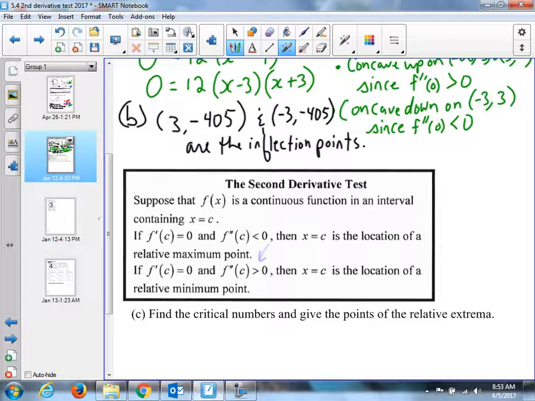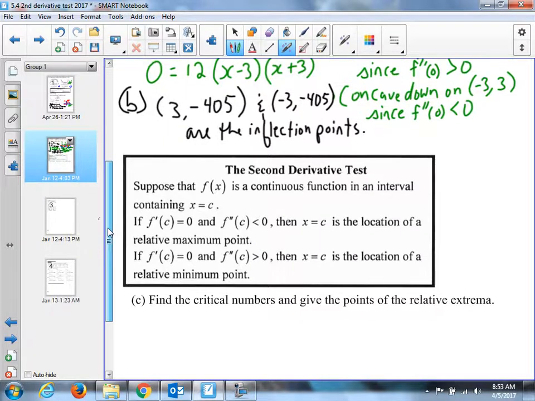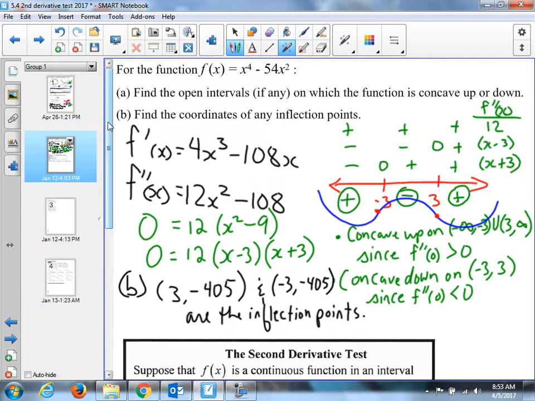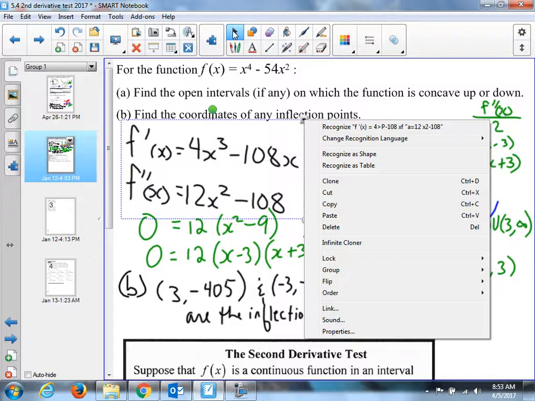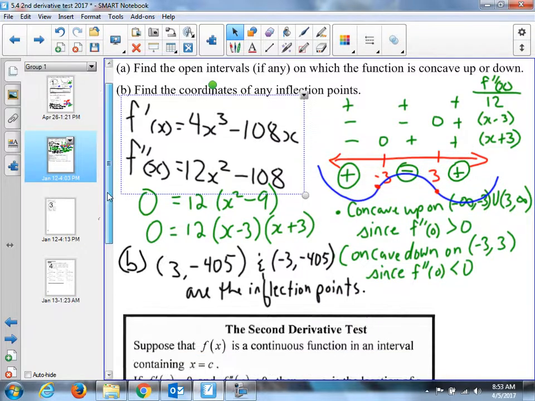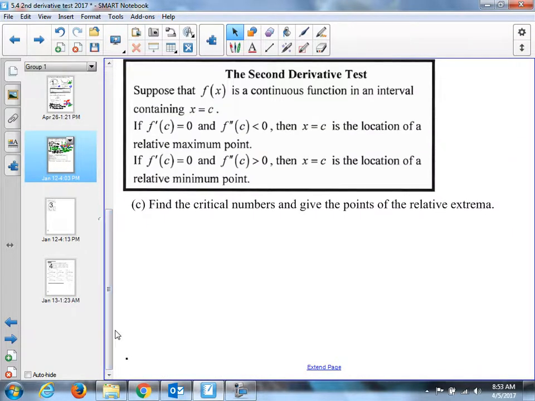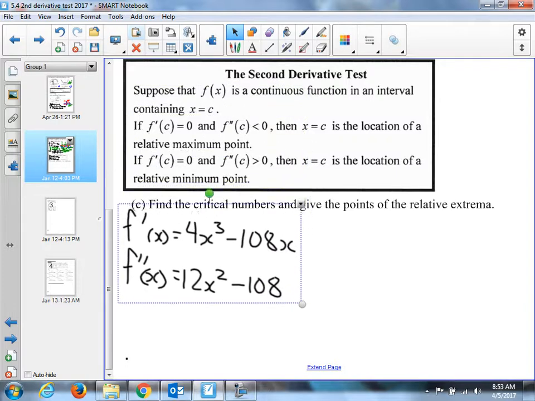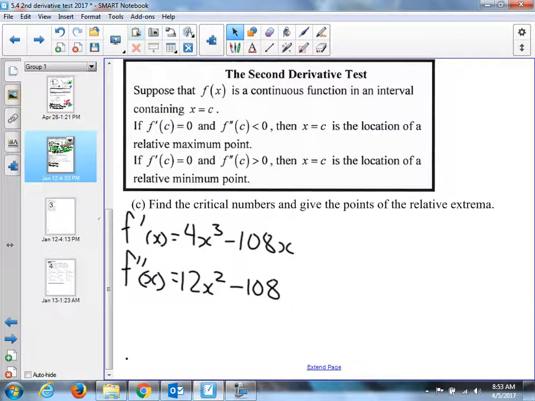Find the critical numbers, give the points of the relative extrema. So we're going back to the first derivative, which we already have. I'm going to just copy this. You guys can see it all. You don't need to do this. So, to find the critical numbers, we've got to set the first derivative equal to 0, right? And 0 equals, well, I'm going to factor out a 4 and an x.